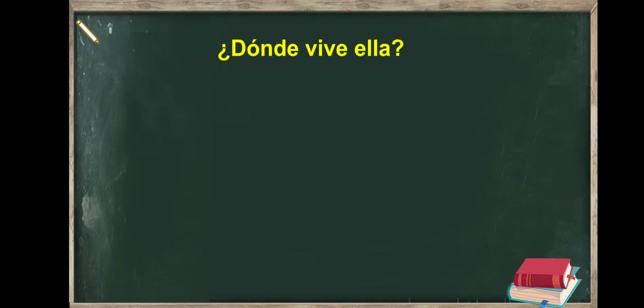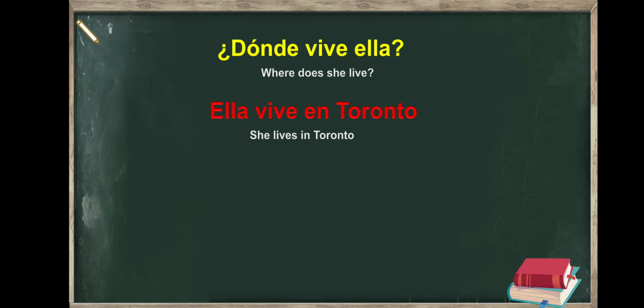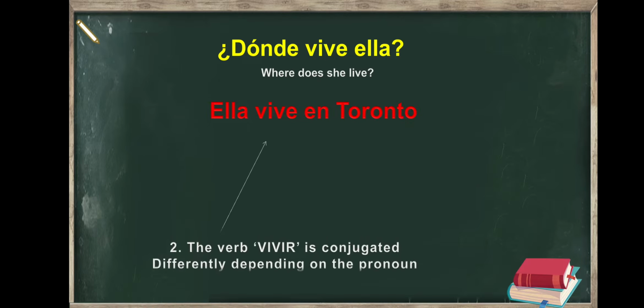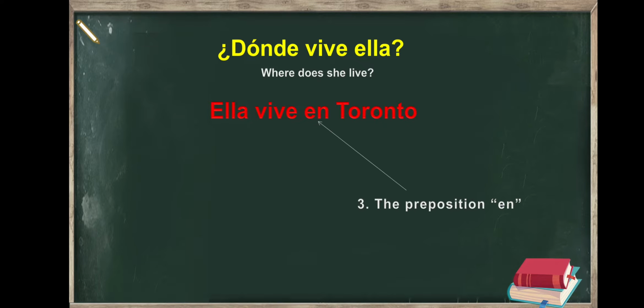Let's see the next example. ¿Dónde vive ella? Which means, where does she live? And one possible answer for this question is, Ella vive en Toronto, which means she lives in Toronto, where ella is the pronoun, vive is the verb vivir, en is the preposition, and Toronto is a noun.